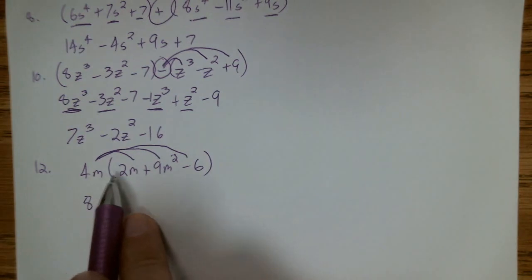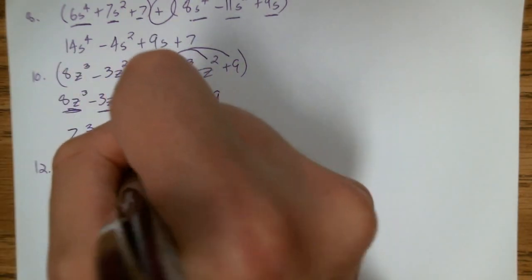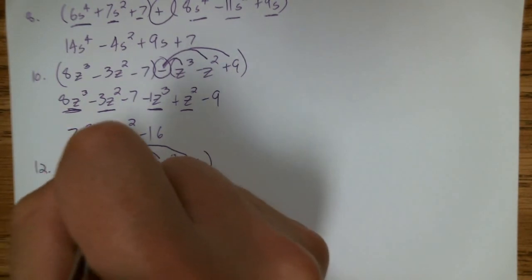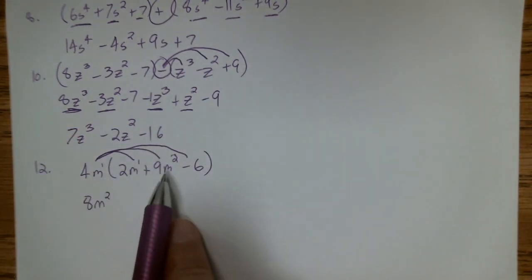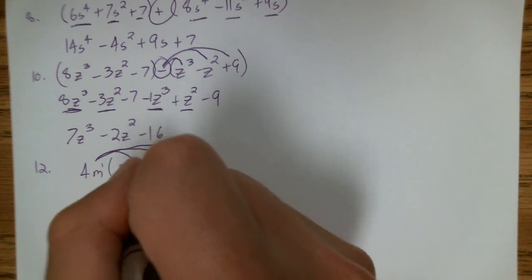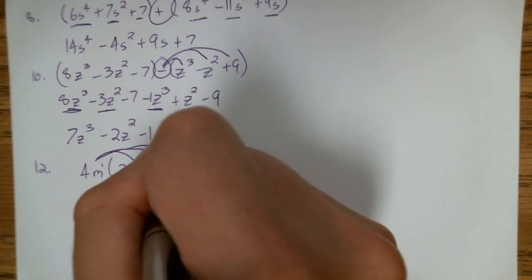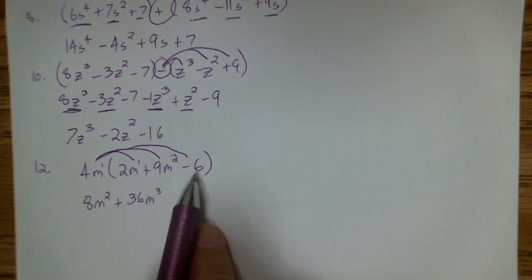And then when I multiply m times m, you remember that's an understood 1 and understood 1. You have to add those exponents. So that gives me an 8m to the 2nd. 4m times 9m squared, that's positive. 4 times 9 is 36. M to the 1st times m to the 2nd is m to the 3rd. And then 4m times negative 6.